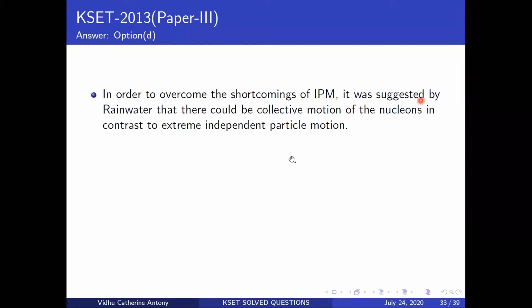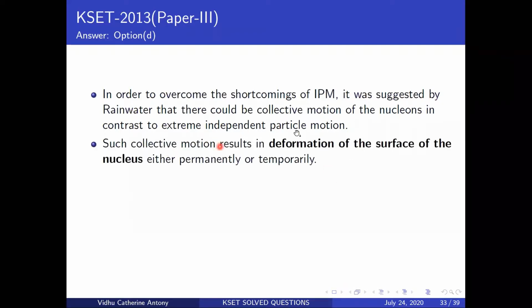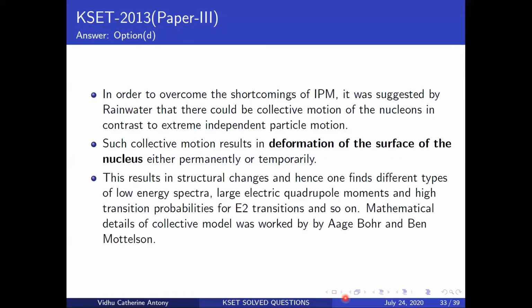It was suggested by Rainwater, a scientist, that there could be collective motion of the nucleus in contrast to extreme independent particle motion. Such a collective model causes deformations in the surface of the nucleus, either permanently or temporarily. This results in structural changes, and hence one finds types of low energy spectra, large electric dipole moments, and those kinds of properties. There is a lot of terminology here that is really fresh to you, so don't get scared. The whole idea is to crack these questions right now, but if you want more material on this, I can give it to you.